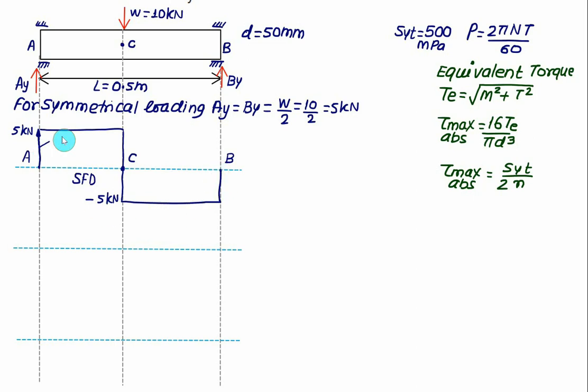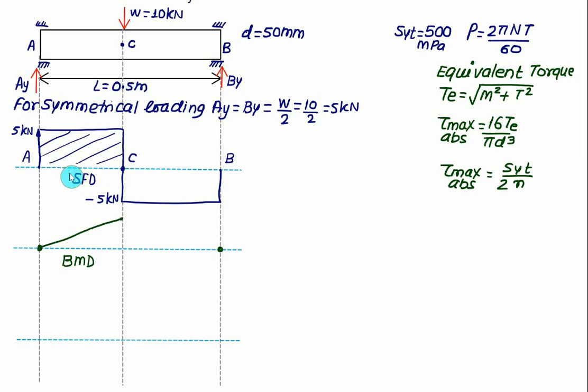Area under the shear force diagram is equal to the maximum bending moment. So we'll develop the bending moment diagram. Bending moment at point A will be 0. Bending moment at point B will be 0. If you have a rectangle in the shear force diagram, then we have a triangle in the bending moment diagram, and the maximum bending moment will be equal to the area of the shear force diagram.